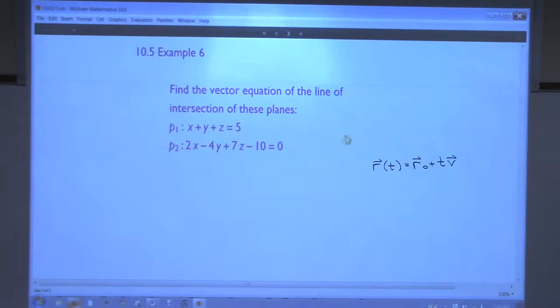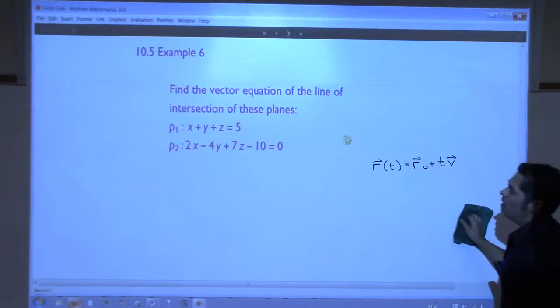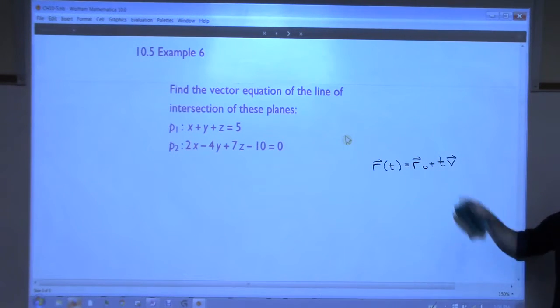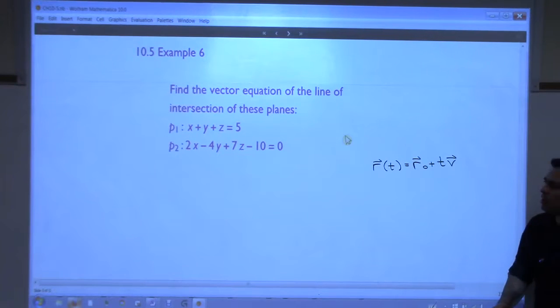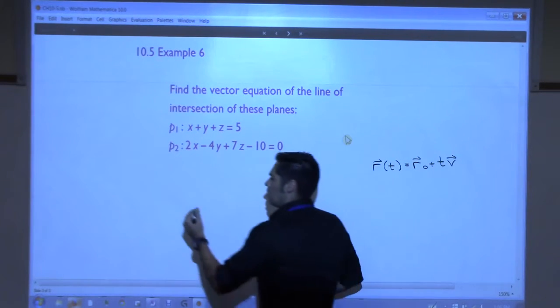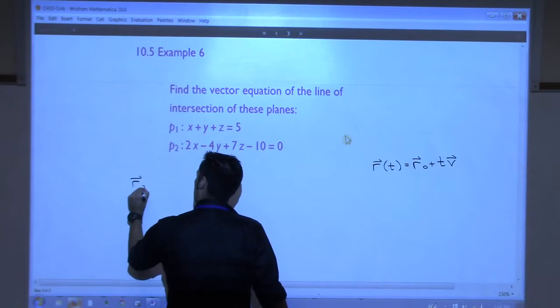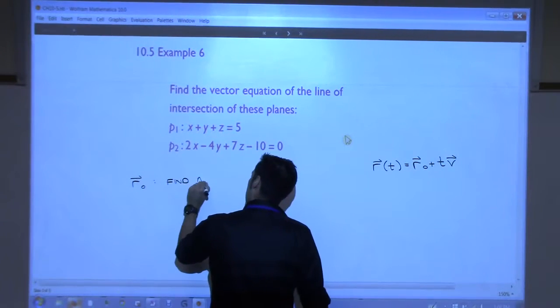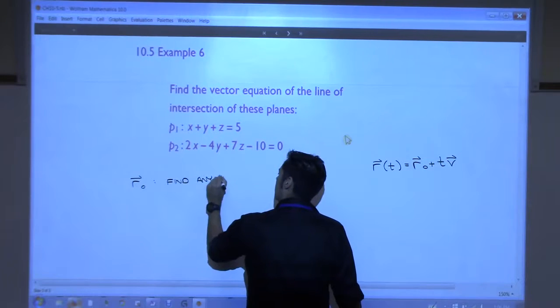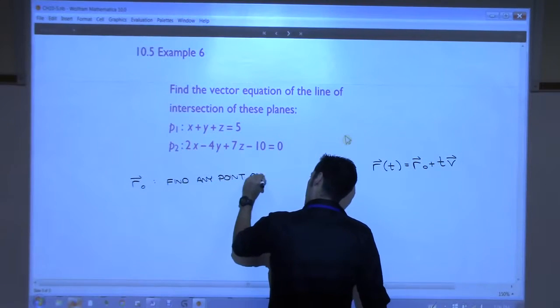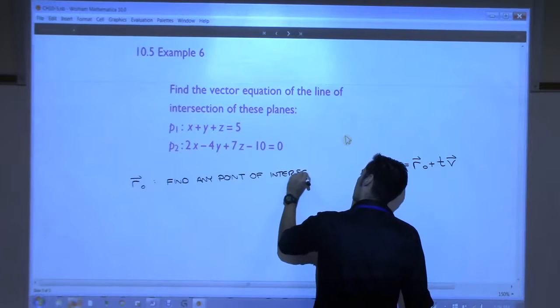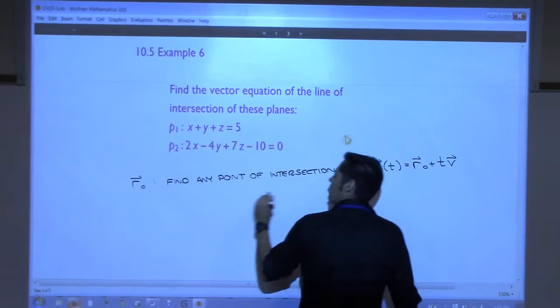I believe the next part is an example. So find the vector equation of the line of intersection of these two planes. So I need R naught and I need V. So let's start with R naught. R naught, we will get this by finding any point of intersection of the planes.